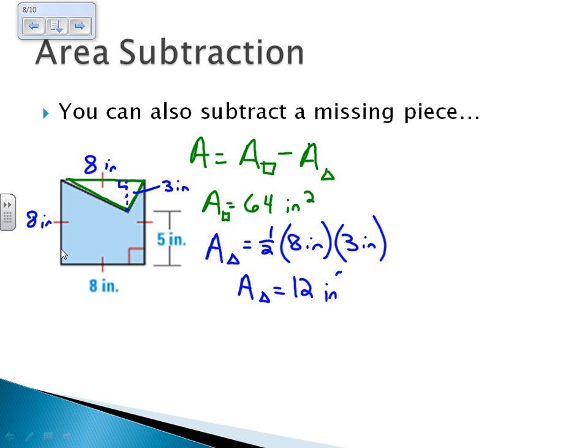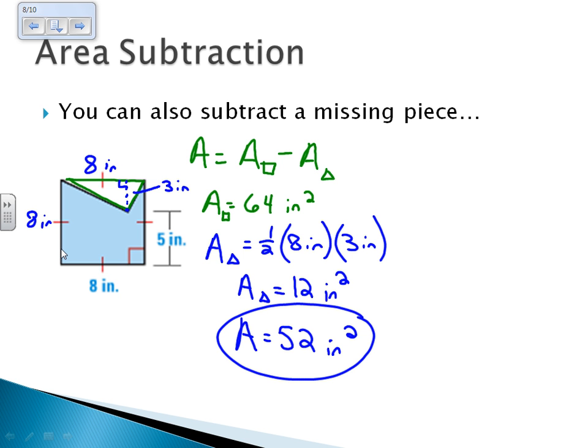12 inches squared. Last step, do we add or subtract? So my area total is going to be 64 minus 12, 52 inches squared. Okay? So if you get a complicated shape, try and break it into pieces that you know, and then use your formulas. Confusion about this 3, or are we okay with that? Confusion about the base versus the height? Okay.